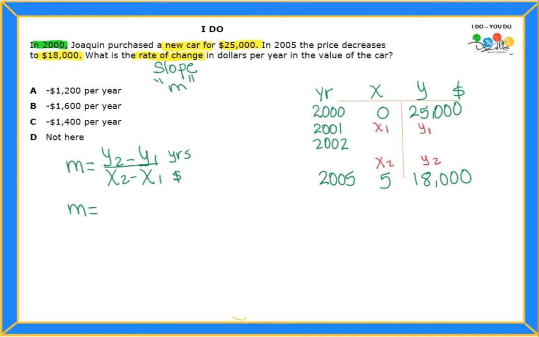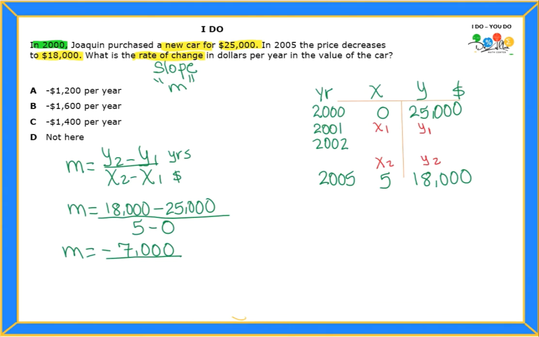So let's simplify my formula. Let's replace Y2 with 18,000 minus Y1, which is 25,000, all of that over 5 minus 0. 5 is X2. 0 is X1. Let's subtract. What's 18,000 minus 25,000? Negative 7,000. Very good. And 5 minus 0 is 5.